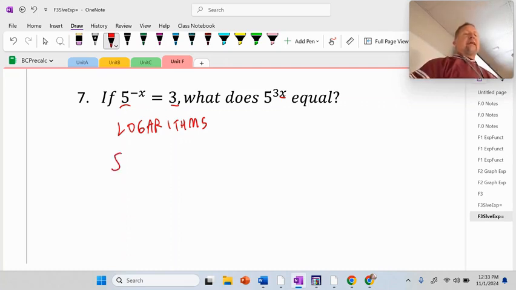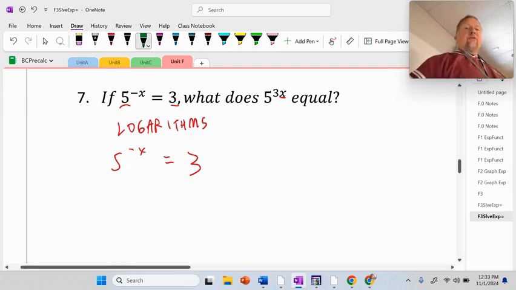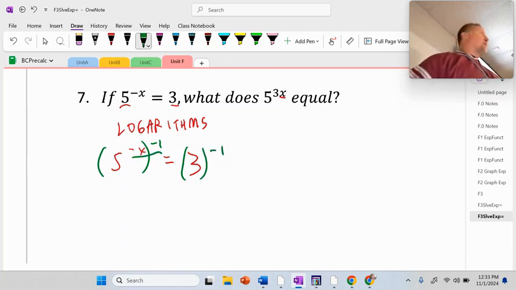Whatever you do to one side, say it. I'm going to turn this into 5 to the 3x by whatever I do to one side, I do to the other. Like the first thing, whatever I do to one side, I do to the other. Let's raise this to the negative first power. What does that do to these two exponents? What happens? What does that become? 5 to the x. And then you know what I'm going to do next? I'm going to cube this side.